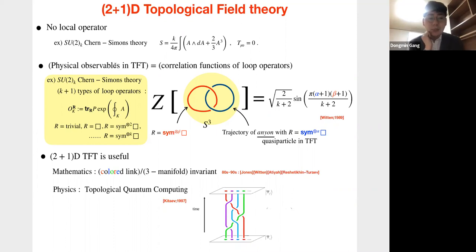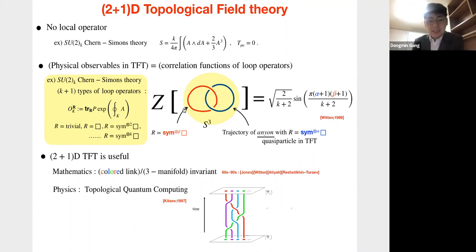The basic physical observable of this topological field theory is a correlation function of these loop operators. Consider the three-manifold called the three-sphere, and then consider the correlation function of two loop operators linked in this way. This link is called the Hopf link, and for each component of the link we can assign some type of loop, denoted by this color. The red color corresponds to some beta type of loop operator, and the green color corresponds to some alpha type of loop operator.